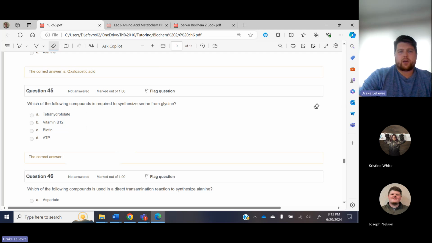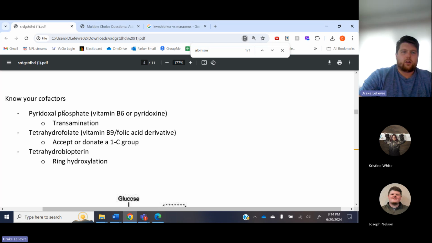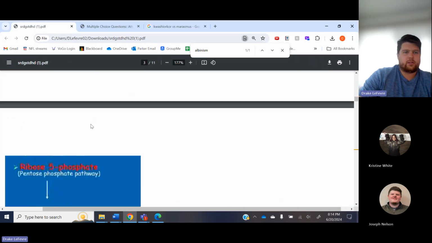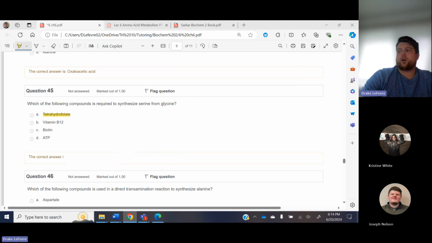Which of the following compounds is required to synthesize serine from glycine? This is going to be tetrahydrofolate. Let me pull back up our cofactors. Pyridoxal phosphate, vitamin B6, is for transamination. Tetrahydrofolate is to accept or donate a one carbon group. And from serine to glycine, we lose one single carbon.